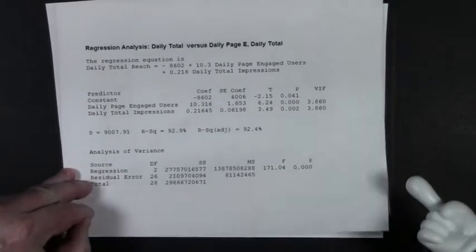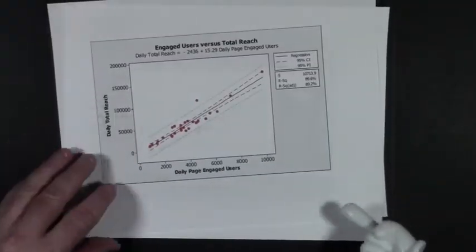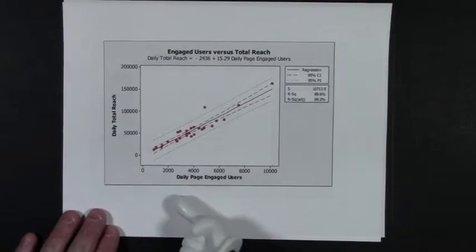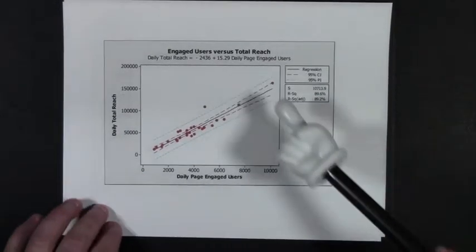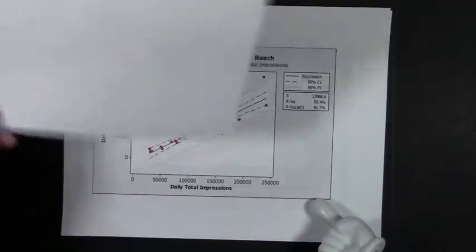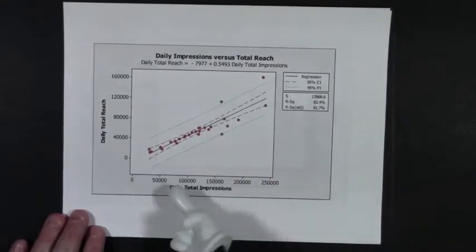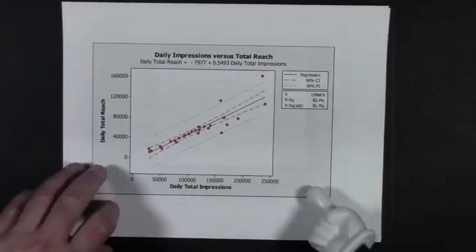And what does that look like if we graph some of those? Well, here's engaged users versus reach. So as the engaged users went up, the reach went up. All right, and here's a look at daily impressions. As the impressions went up, the reach went up.